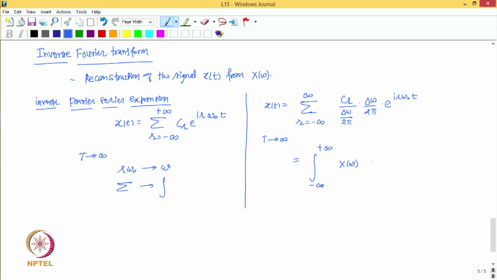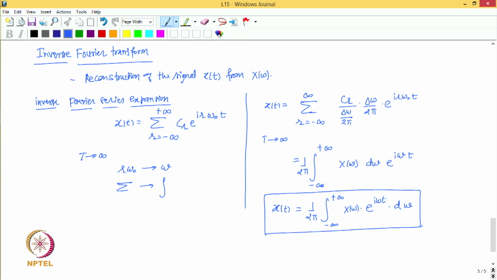And now delta omega tends to d omega, an infinitesimally small quantity, and r omega naught becomes the continuous variable omega, and then we have 2 pi here. So we can write this limit as 1 upon 2 pi, integration from minus infinity to plus infinity of X of omega e to the power i omega t d omega. That is nothing but the inverse Fourier transform, which allows transformation of the signal from the frequency domain to the time domain. Let us go to the next page.